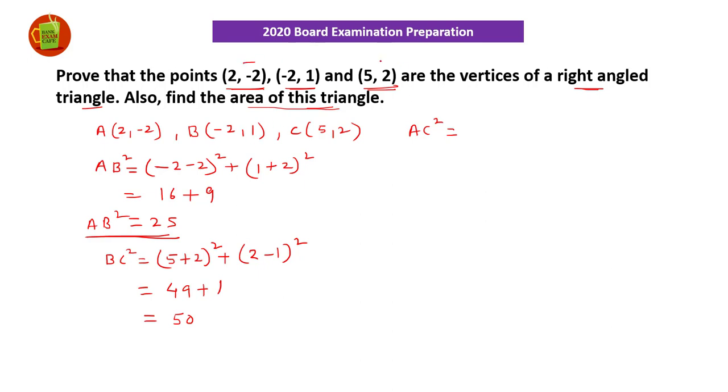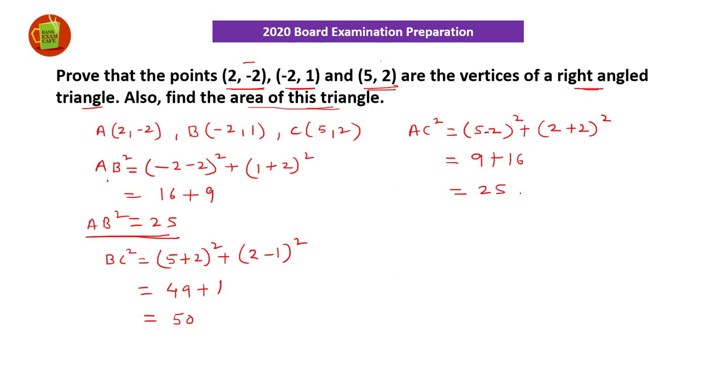A and C. So it will be (x2 minus x1), that is (5 minus 2) bracket square, plus (y2 minus y1), that is (2 minus 2) square, wait, (2 plus 2) bracket square. So this is equal to 3 square, that is 9, plus 4 square, that is 16. So that will be 25.